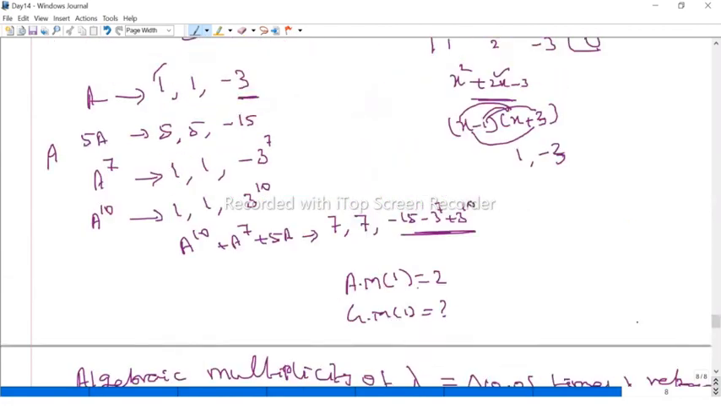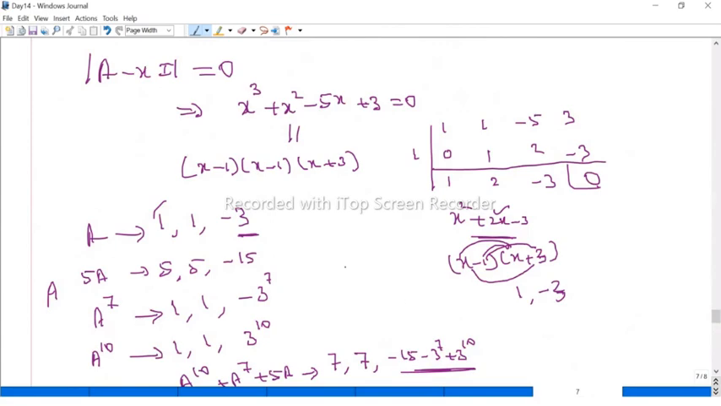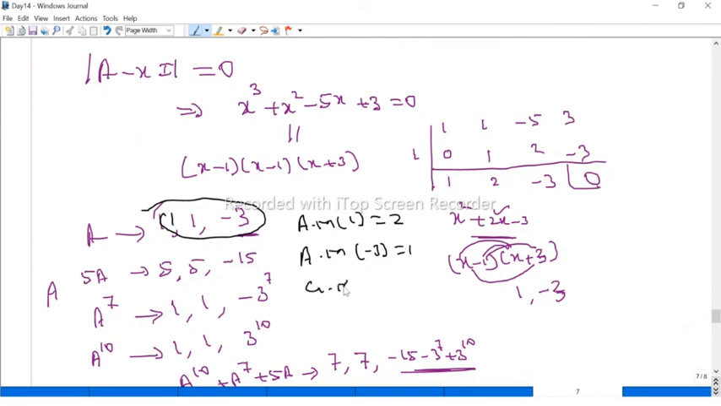But in the previous case, we found the eigenvalues 1, 1, minus 3. What is the algebraic multiplicity of the eigenvalue 1? It is 2 because it is repeated 2 times. What is the algebraic multiplicity of the eigenvalue minus 3? It is 1 because it is repeated 1 time. Now we have to find the geometric multiplicities, and we have to check only for 2 eigenvalues. What is the geometric multiplicity of 1, and what is the geometric multiplicity of the eigenvalue minus 3? If this is 2 and this is 1, then the matrix is diagonalizable.